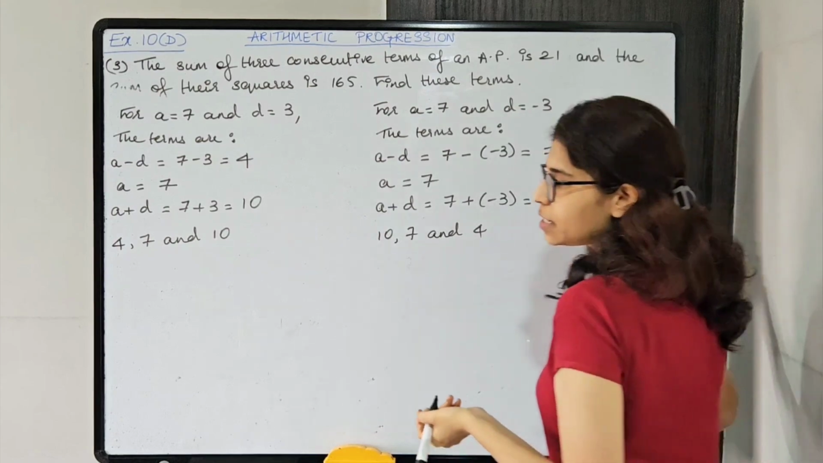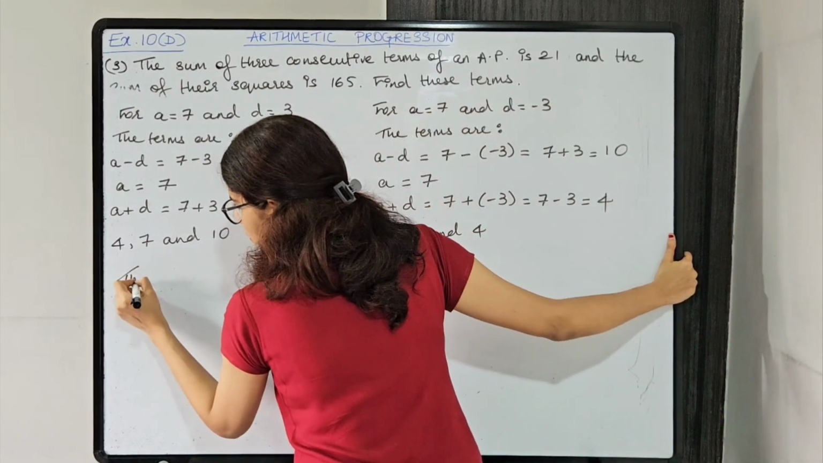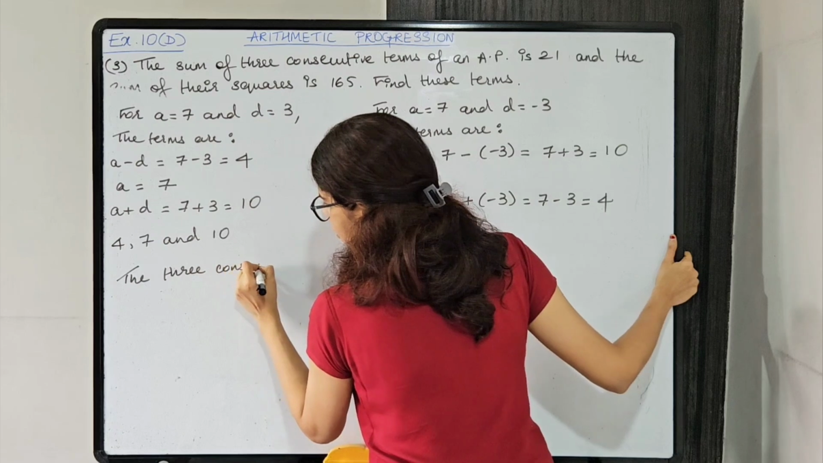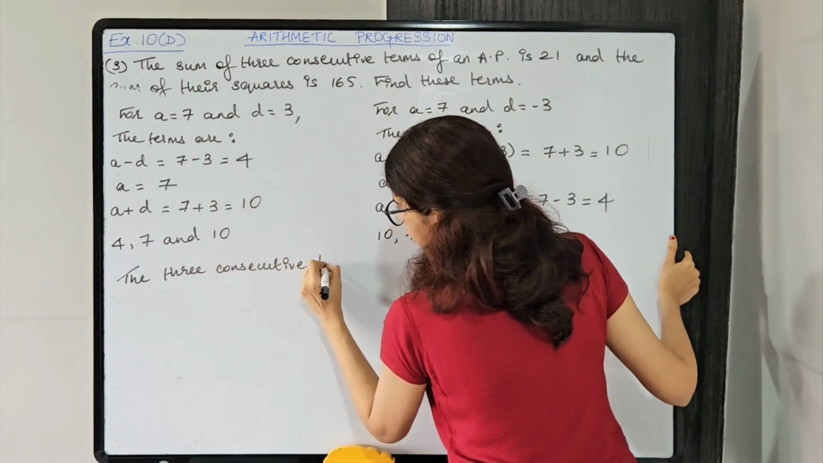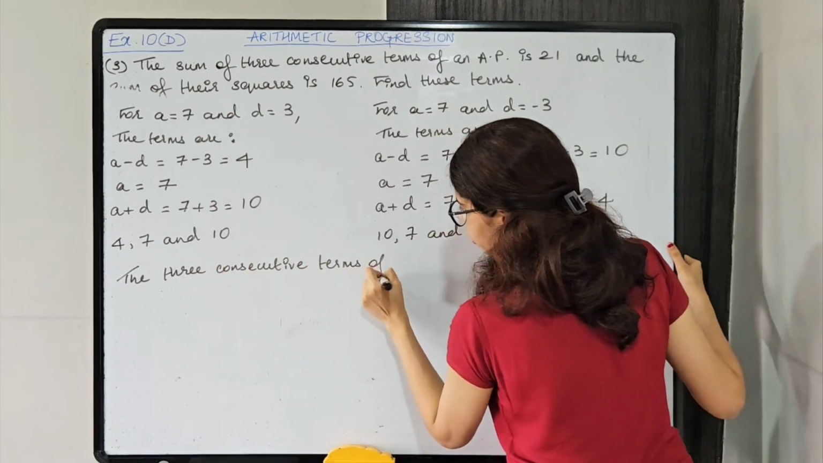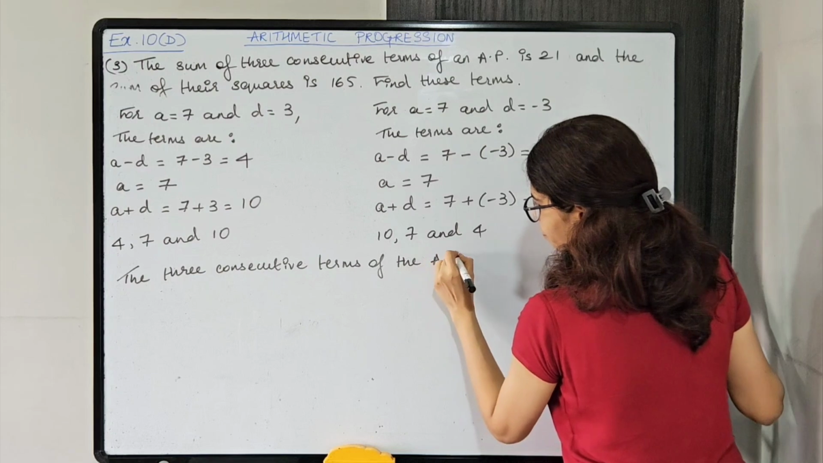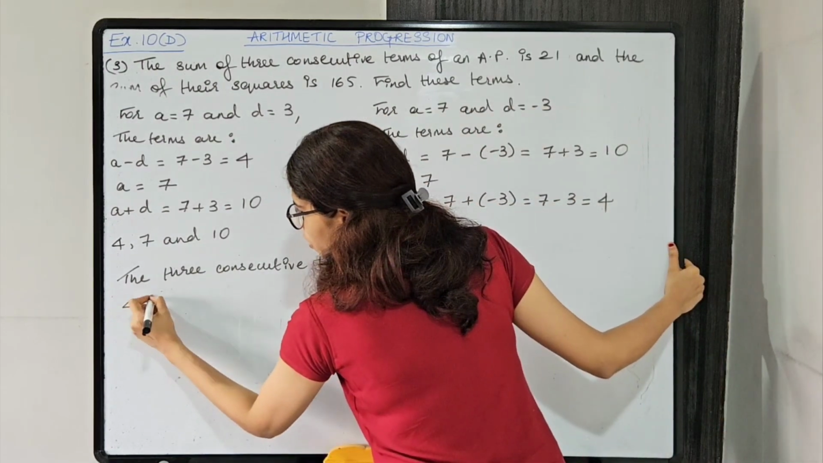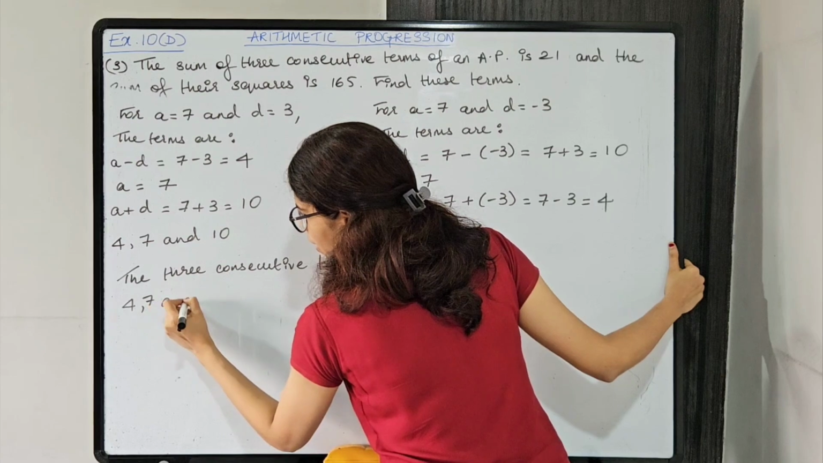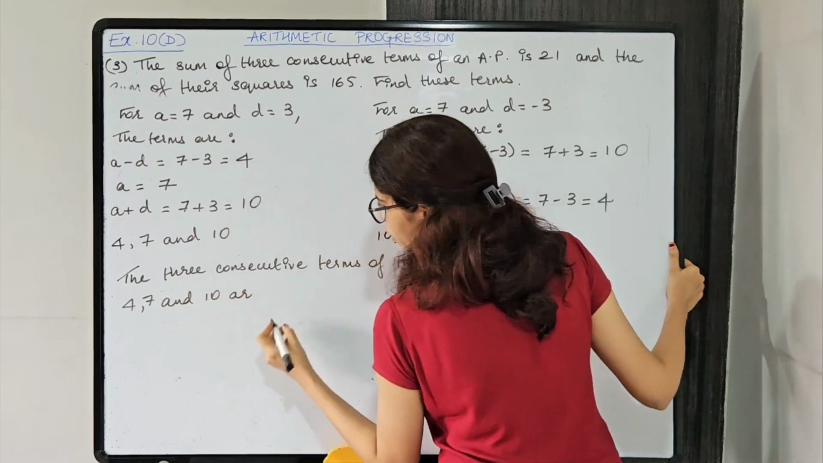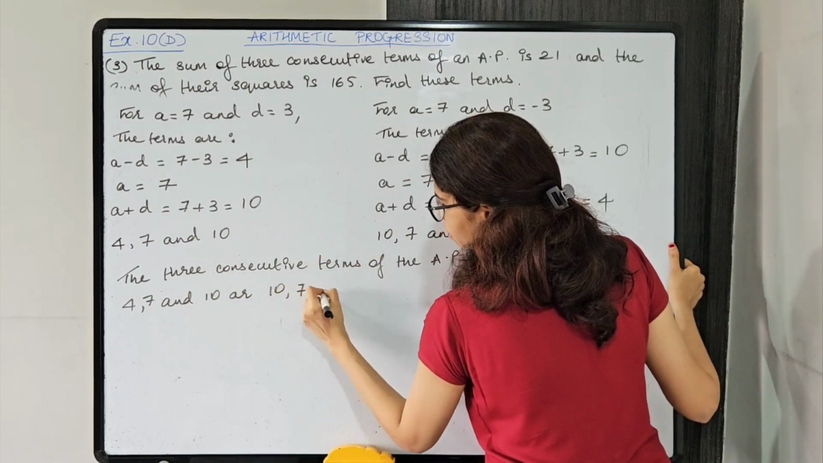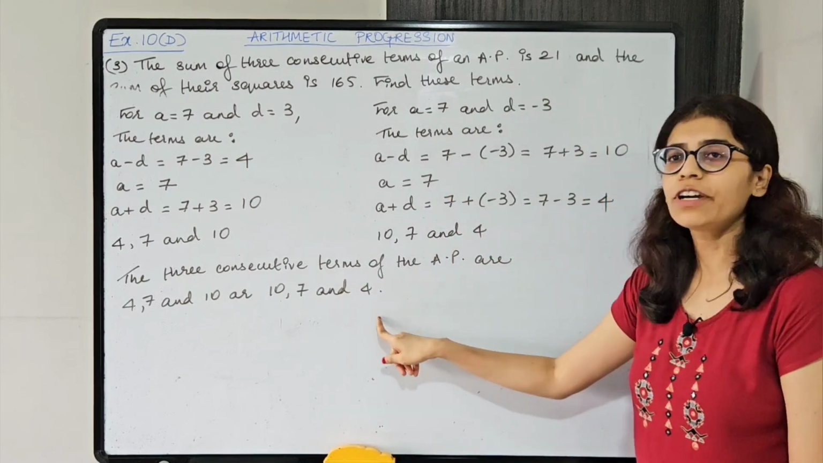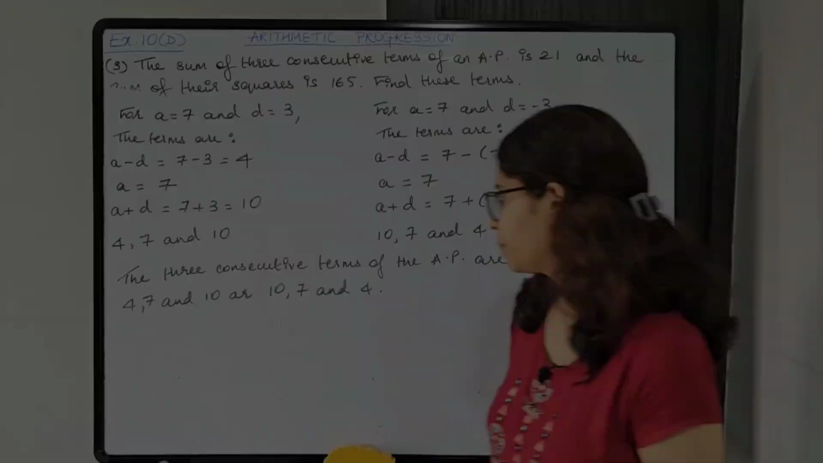Write down the final statement. The three consecutive terms of the AP are 4, 7 and 10, or 10, 7 and 4. Don't forget the final statement.